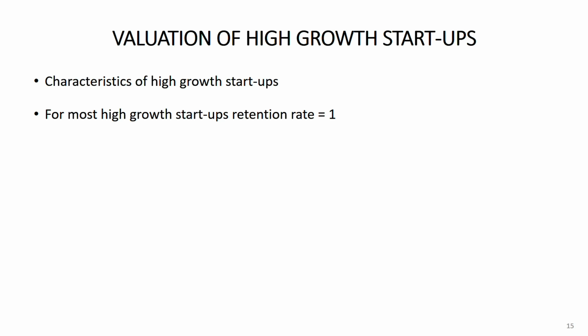The other method you can use is the Gordon's approximation method. The formula is given in your formula sheet. The formula is growth equals retention rate multiplied by your cost of equity. So your retention rate is 1 multiplied by your cost of equity. So the only thing that can affect your growth is what? Only your cost of equity, because retention rate is 1. So 1 multiplied by cost of equity, whatever the cost of equity, that will be your growth. So that's why I've told you the characteristics are very important.